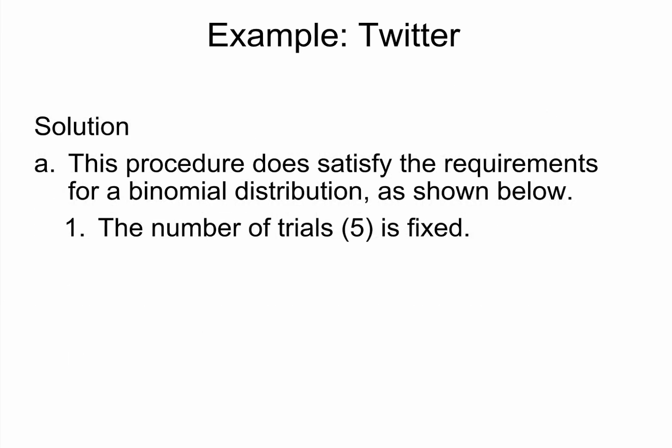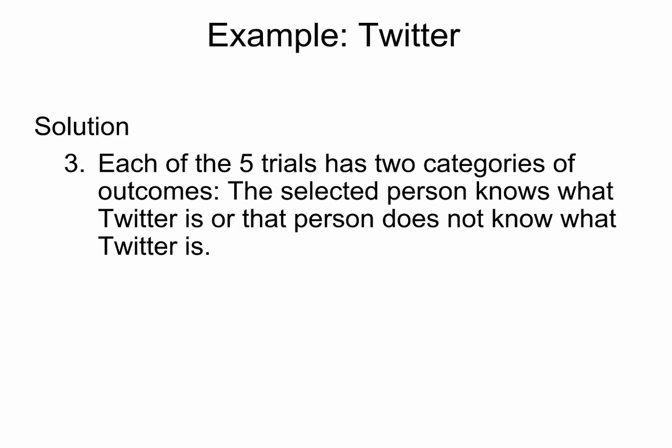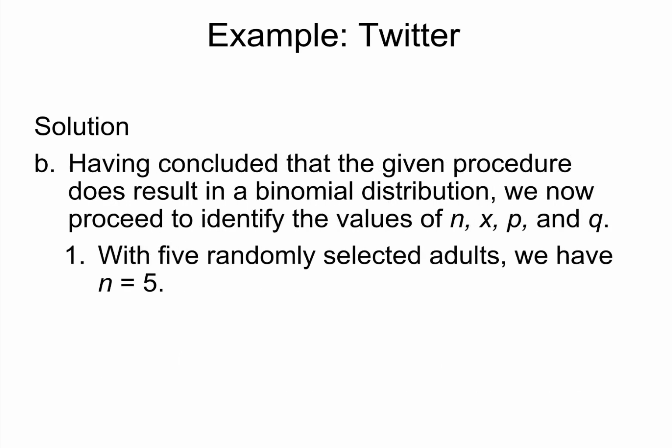So let's look at the four requirements. The procedure does satisfy the requirements. The first one is a fixed number of trials, which was 5. The 5 trials are independent because we randomly selected the subjects in the survey, and the probability of any adult knowing Twitter is not likely to be affected by the results from any of the other adults. Each of the trials has two outcomes. Either the person knows what Twitter is or the person does not. And for each randomly selected subject, there's a 0.85 probability this person knows what Twitter is, and the probability remains the same for each of the 5 selected people.